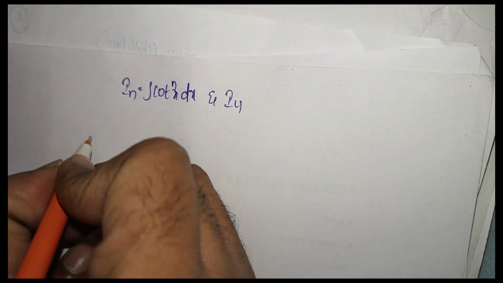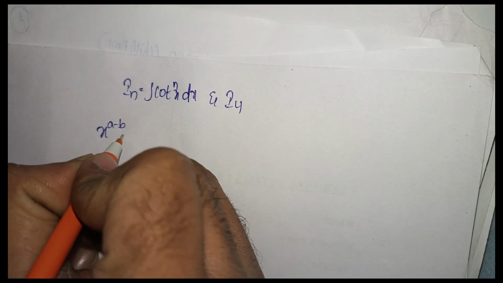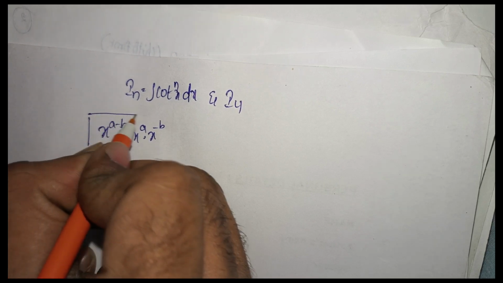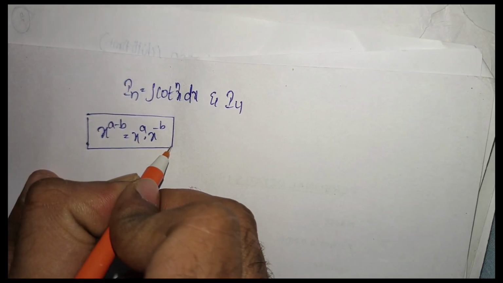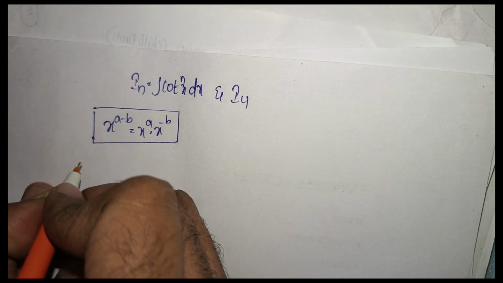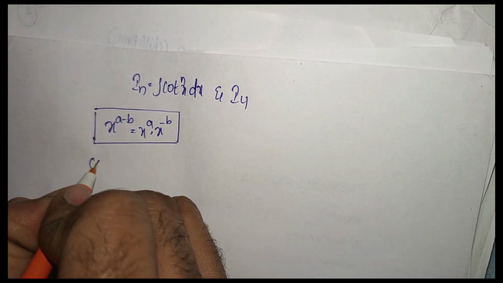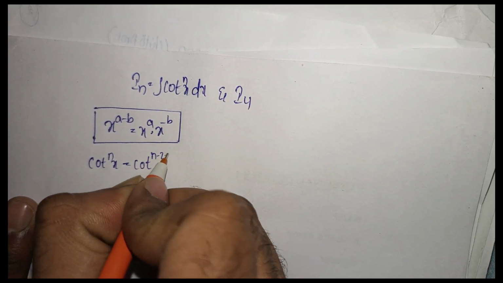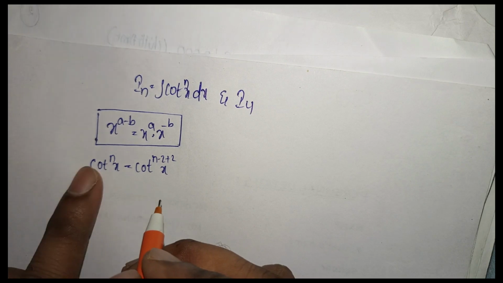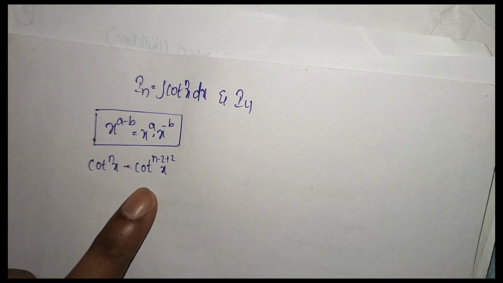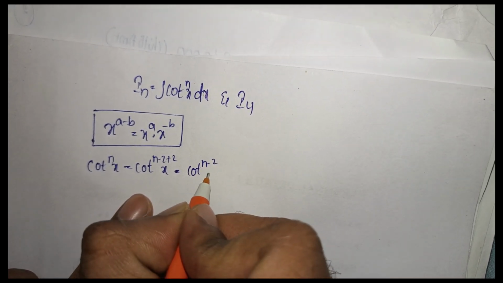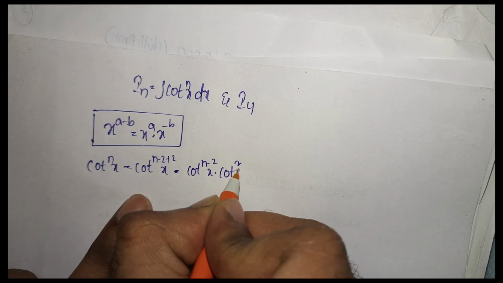Let's get started. The first thing I would like to remind you again is that x to the power of a minus b is nothing but x to the power of a into x to the power of minus b. This is the law of product, so we have to remember this. As we did in the previous problems, we are doing the same here. Cot to the power of n x is replaced by cot to the power of n minus 2 plus 2 x, which is nothing but cot to the power of n x. There is no change in the value. How can we write this? We can write this as cot to the power of n minus 2 x into cot to the power of 2 x.